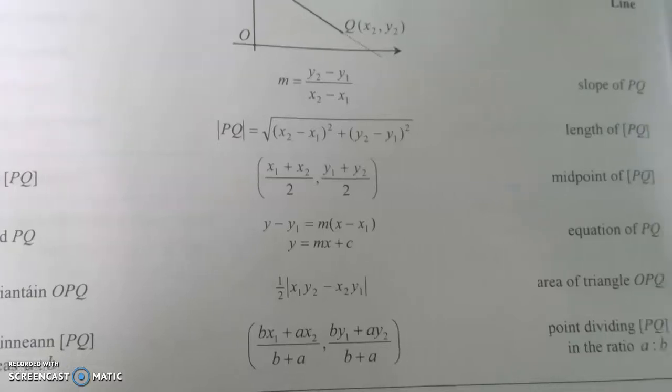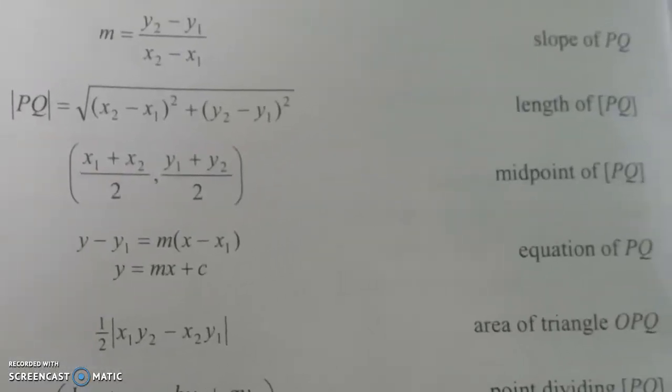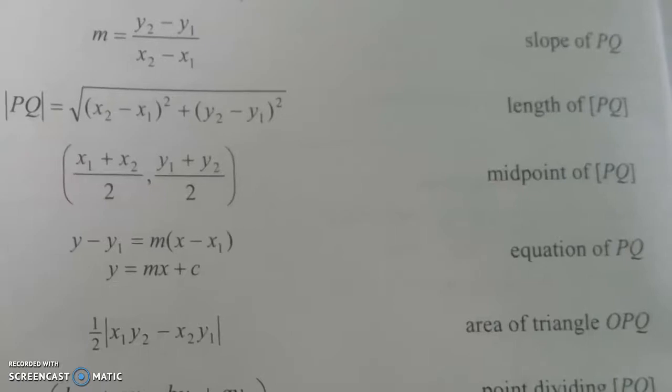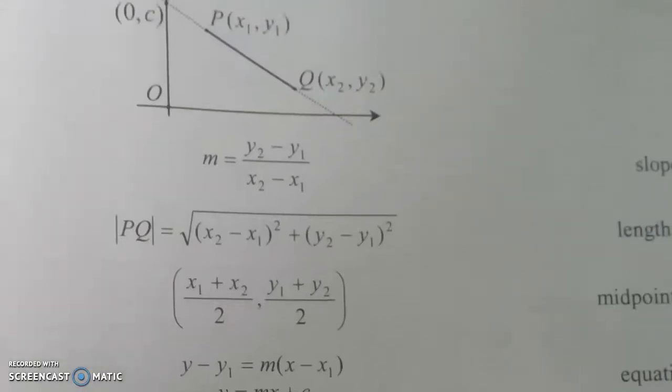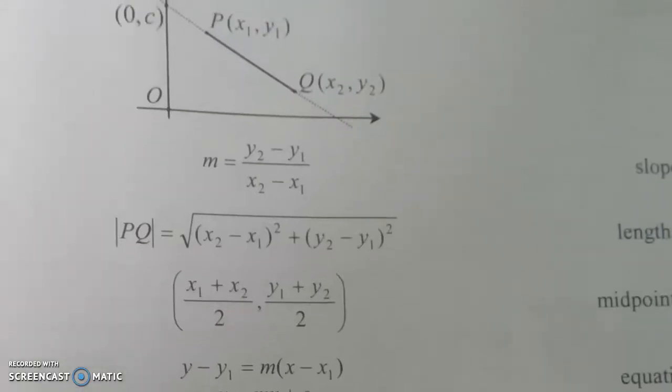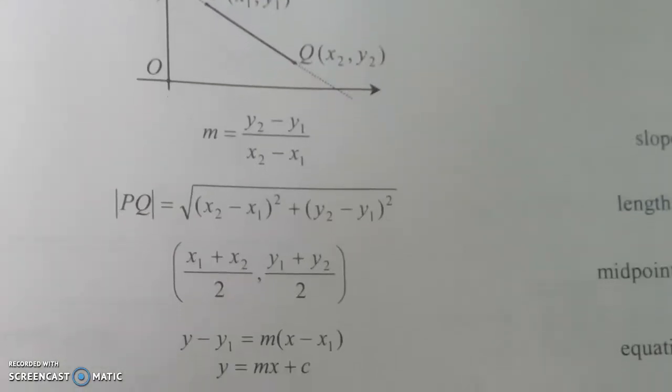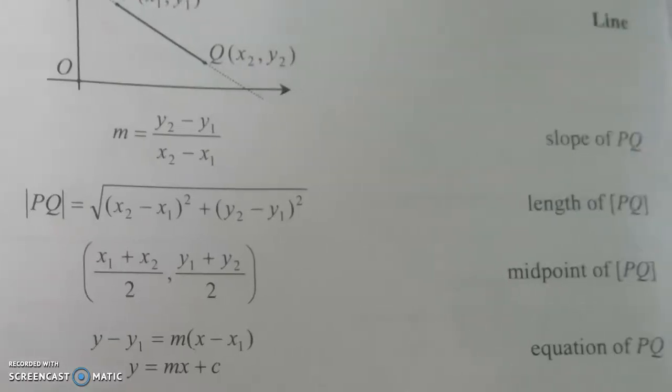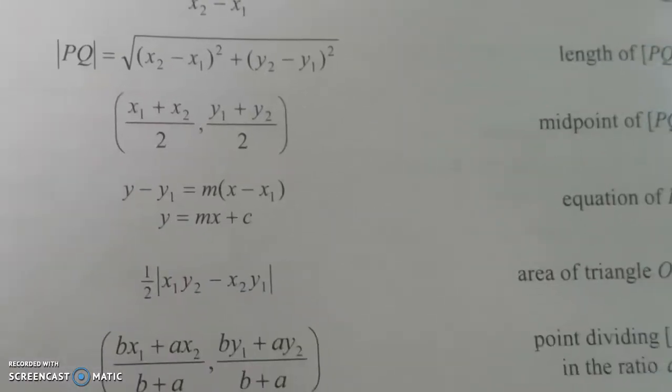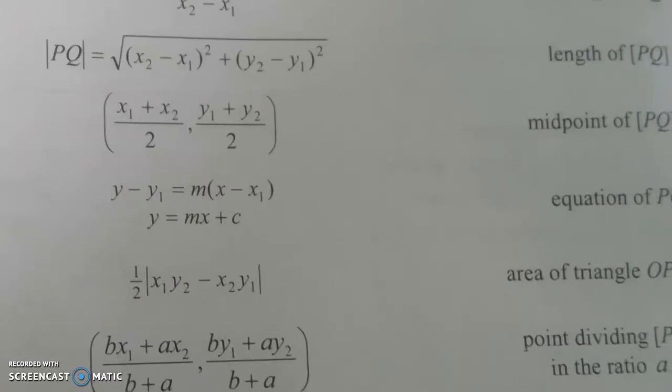So for example, we know about the slope, don't we? There's your formula. The length or distance, don't worry about this PQ thing. They're only looking at a diagram up there saying, oh, you've got a point P and you've got a point Q. So to get the distance or the length, there's your formula. To get the midpoint, there it is. To get your equation, it's y minus y1 equals m times x minus x1.